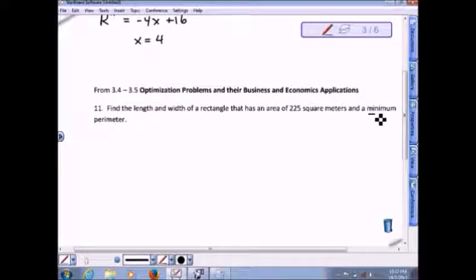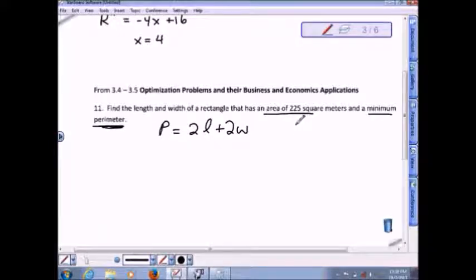So what we're trying to optimize here is the perimeter. The perimeter formula for a rectangle is 2L plus 2W. Now to optimize, to minimize or maximize any function, we take the derivative. The problem is this is not a function of one variable, this is a function of length and width, which is really going to complicate things. So what we need is a secondary equation.